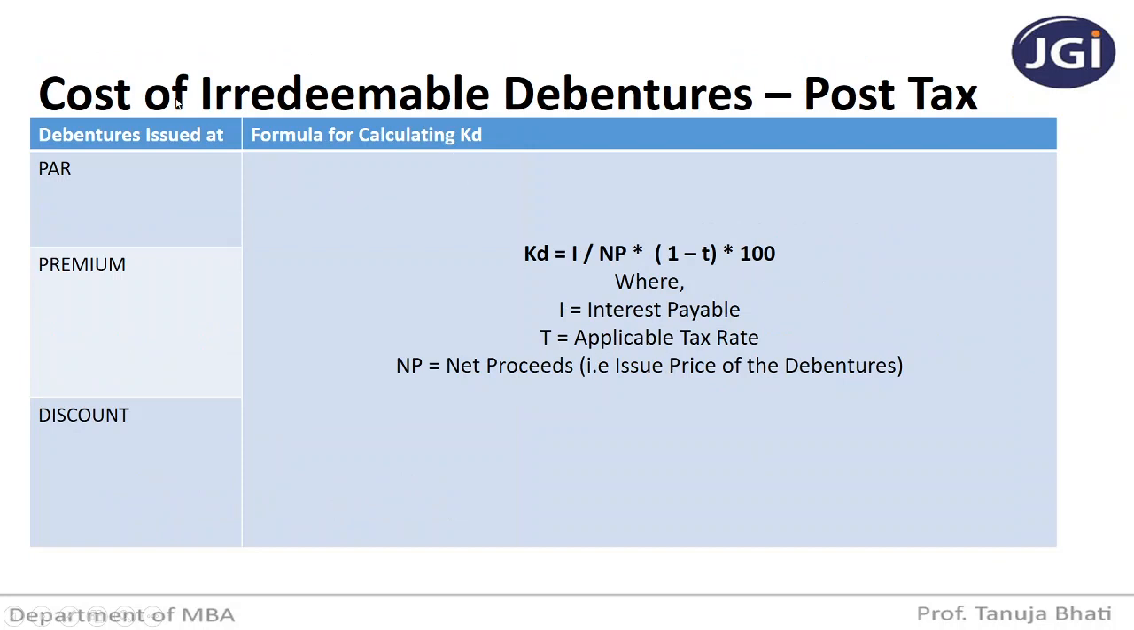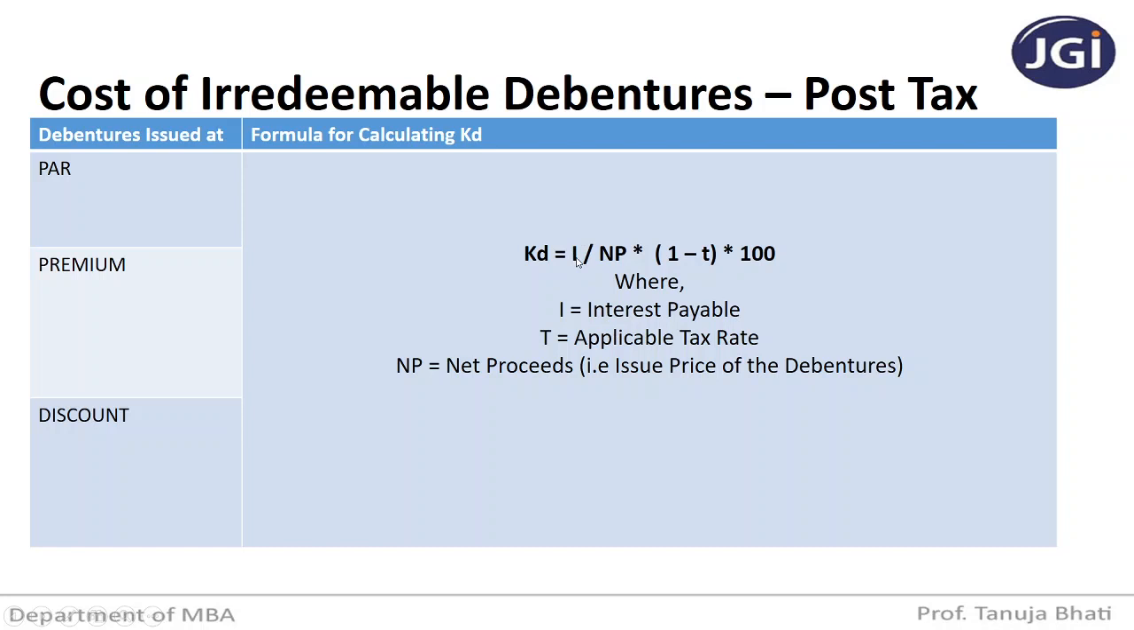Next is the cost of irredeemable debentures if it is post-tax. If it is post-tax, the formula for all the three remains the same. The only additional thing in the formula compared to the previous slide is that you have to multiply it by 1 minus t, where t is nothing but the applicable tax rate. So suppose the applicable tax rate is 50%, it will be 1 minus 0.50, because 50% is 50 divided by 100, which is 0.50. So cost of irredeemable debentures post-tax, whether issued at par, premium, discount, the formula remains the same.